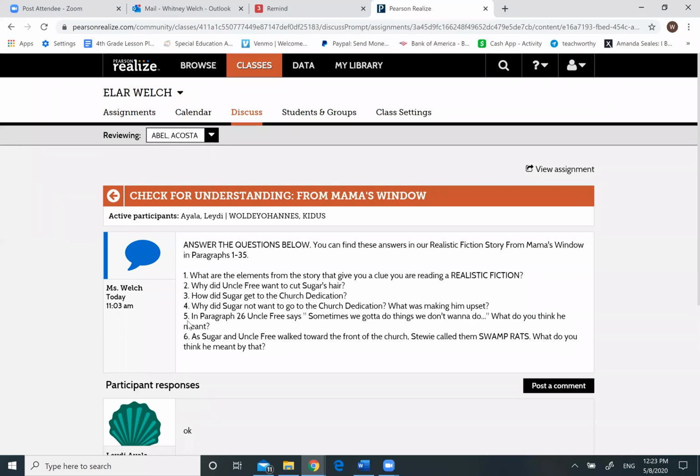Number 5, because in paragraph 26, Uncle Free says, sometimes we got to do things we don't want to do. What do you think he meant by that? And number 6, as Sugar and Uncle Free walked toward the front of the church, Stewie called them swamp rats. What do you think he meant by that?